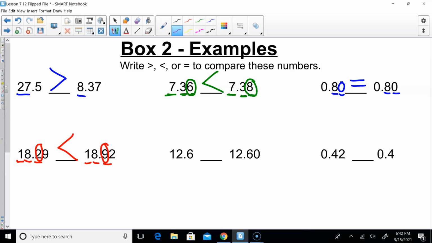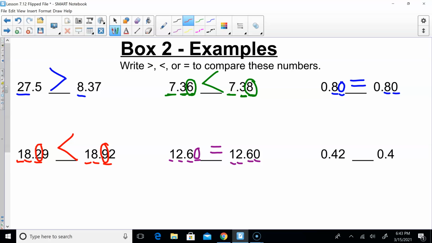Now we have, sorry, we have 12 and 6 tenths and 12 and 60 hundredths. So I want to compare all the values because I see a 1 here and a 1 there. A 2 and a 2. 6 tenths, 6 tenths. I don't have anything here, but I know I can put a 0 here. And now that 0 and that 0 match up, which tells me 12 and 6 tenths is equal to 12 and 60 hundredths.